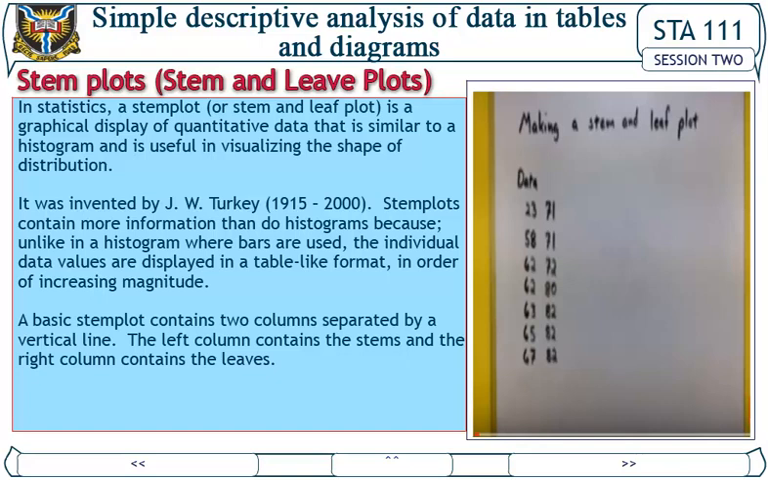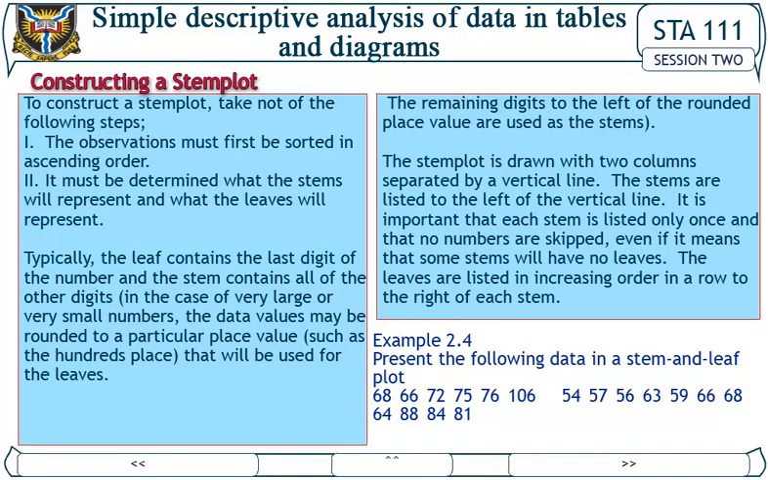A basic stem plot contains two columns separated by a vertical line. The left column contains the stems and the right column contains the leaves. Constructing a stem plot. To construct a stem plot, take note of the following steps. 1. The observations must first be sorted in ascending order. 2. It must be determined what the stems will represent and what the leaves will represent. Typically, the leaf contains the last digit of the number and the stem contains all of the other digits.